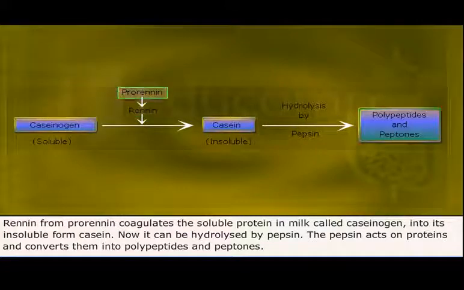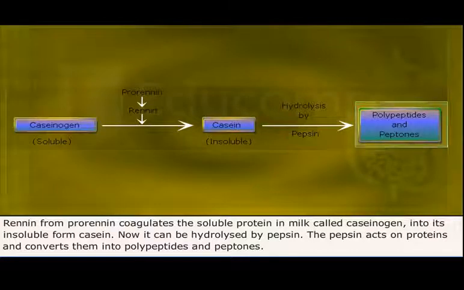Renin from prorenin coagulates the soluble protein in milk called caseinogen into its insoluble form casein. Now it can be hydrolyzed by pepsin. The pepsin acts on proteins and converts them into polypeptides and peptones.